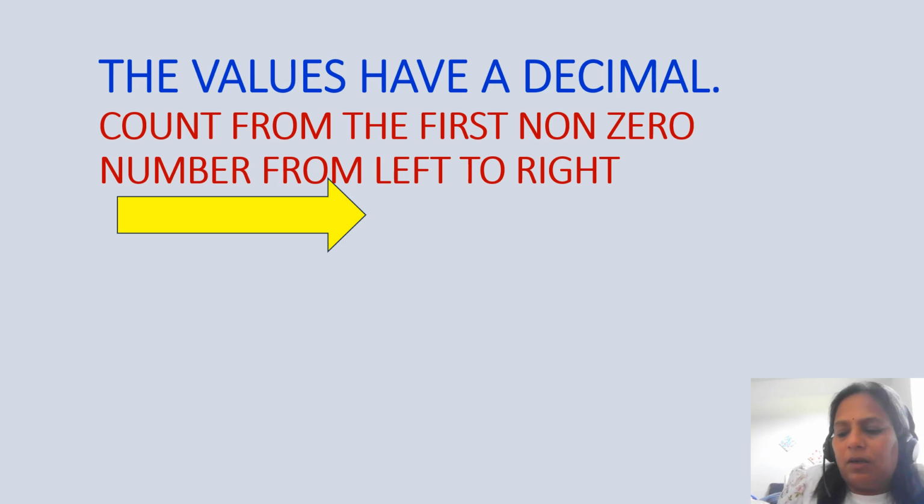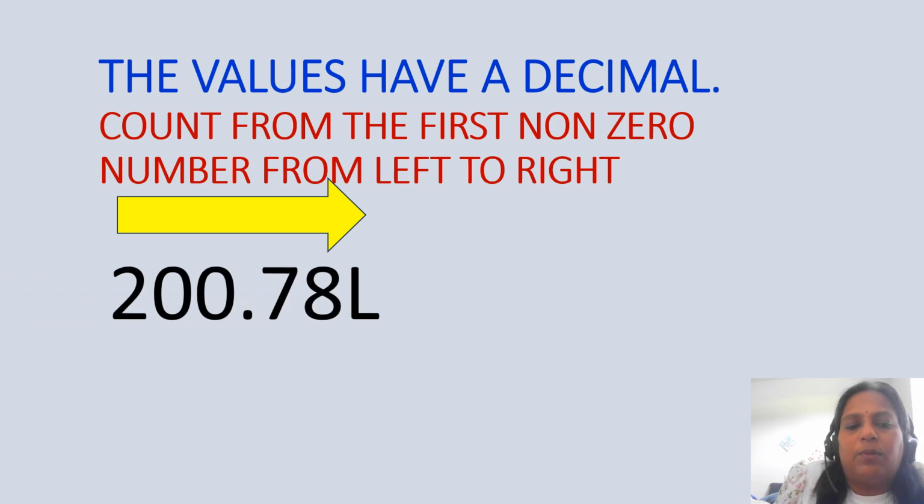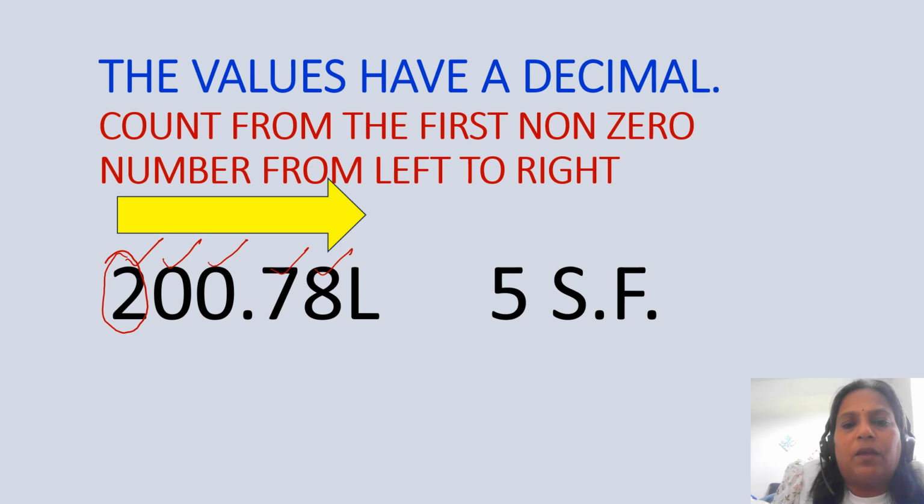Let's check out the number of sig figs in the next example, which is 200.78 liters. The value has a decimal point, so I have to start from the left. I start with this 2, so I count this 2. I do have to count these two zeros because they are in between two numbers and not in the beginning of a number or a value. And then I go ahead with counting the 7 and the 8. So the total number of sig figs here is 5.